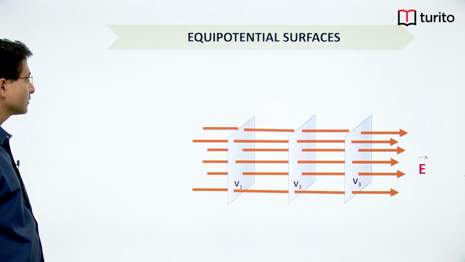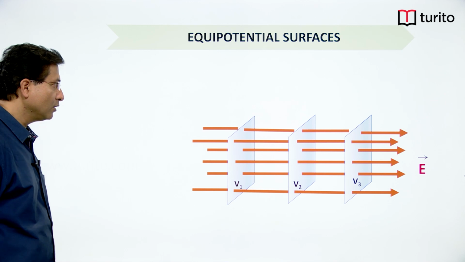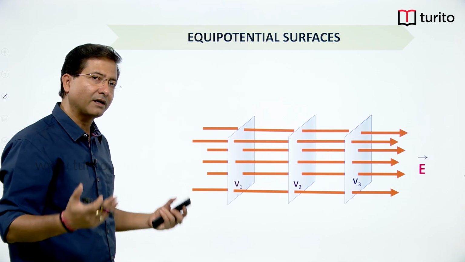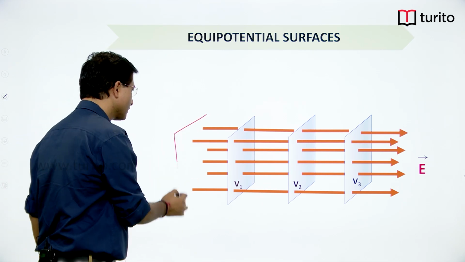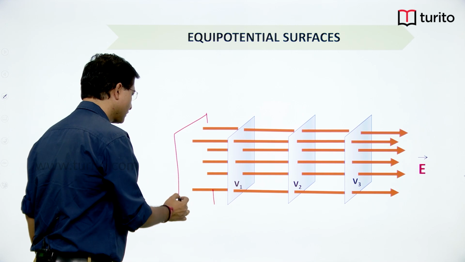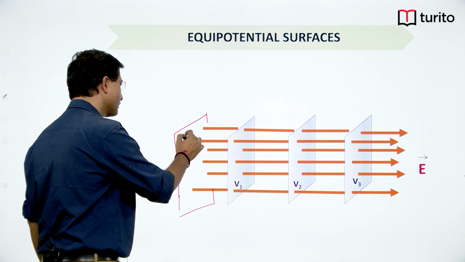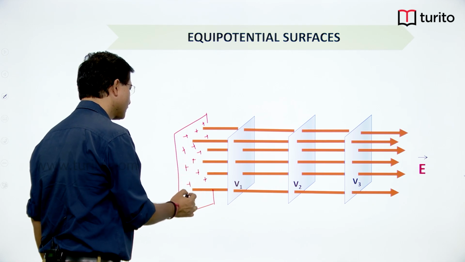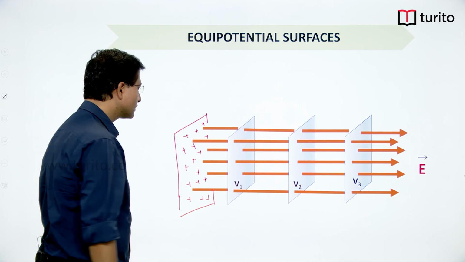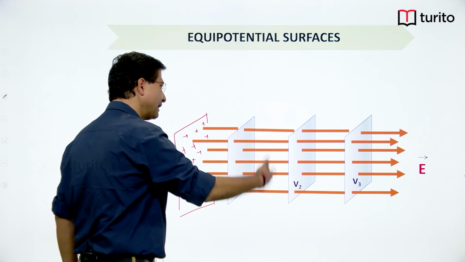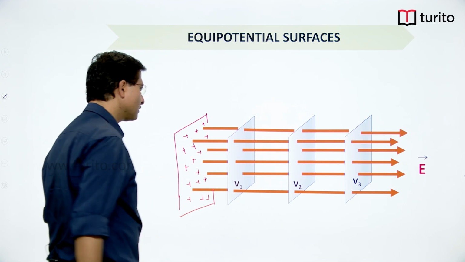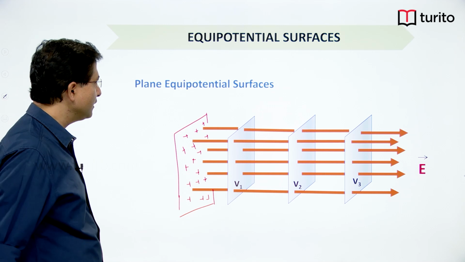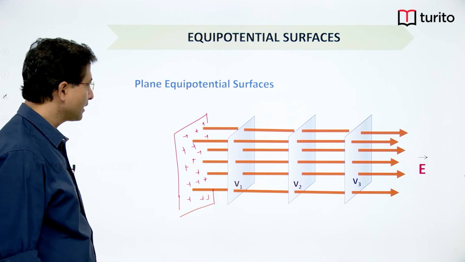Then if we have got a uniform field, that might be created by some infinite sheet, then the equipotential surface will be plane. So, in this situation we got planar equipotential surfaces. So, this is what we discussed in the last class.